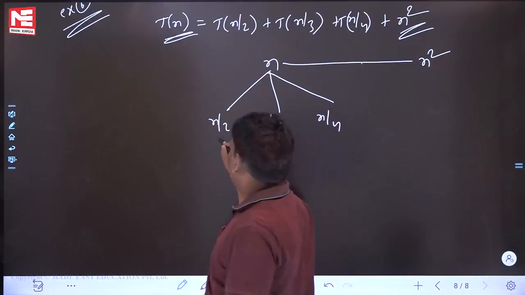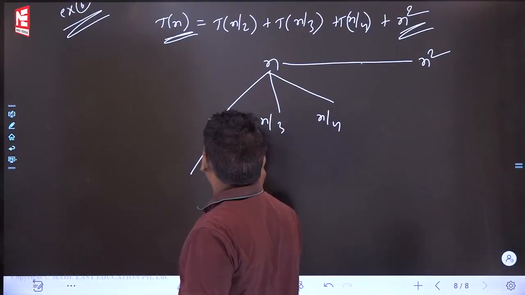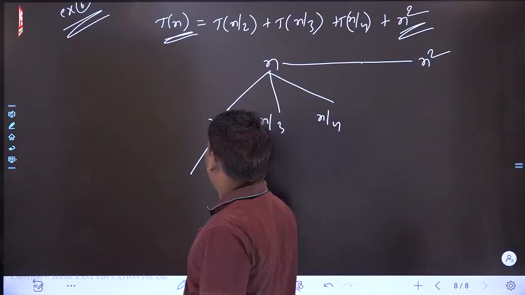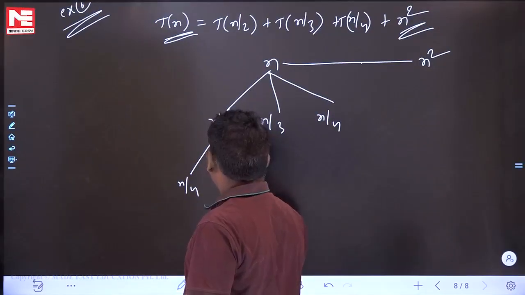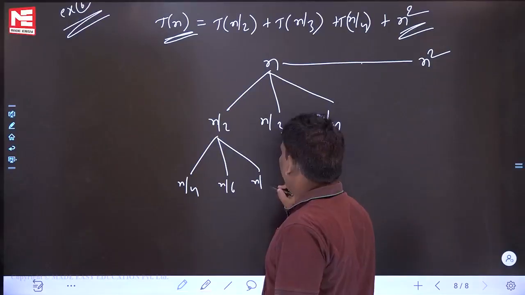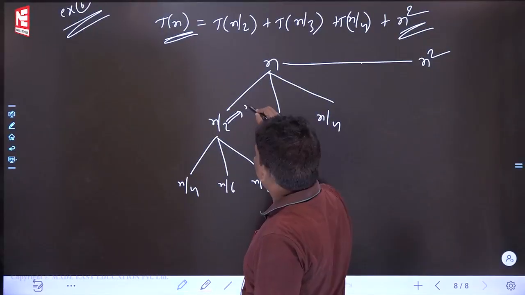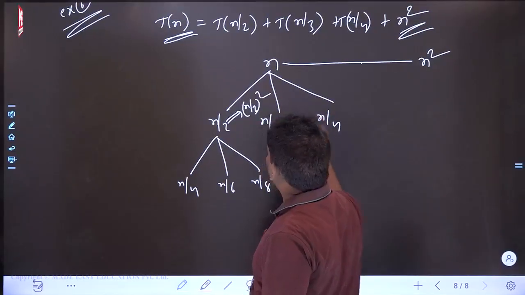What is the answer? 3 people. What is the answer? 1 by 2, 1 by 3, 1 by 4. 1 by 2, n by 4, 1 by 3, n by 6, 1 by 4, n by 8. This is going to be square, n by 2 whole square.